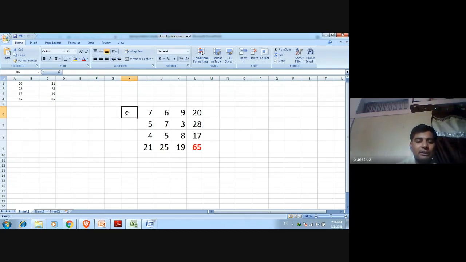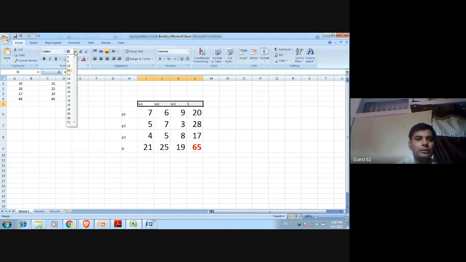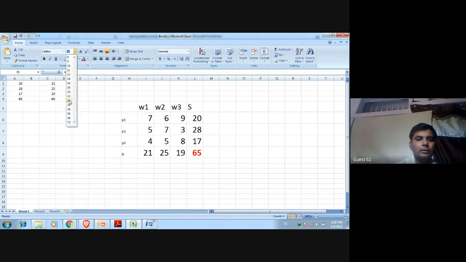Here the capacity of plant, write down here, P1, P2 and P3. Okay? And this is the demand. And write down here, this is W1, W2 and W3, and this is the capacity, that is supply S. Okay, we will increase the size. Write down like this.